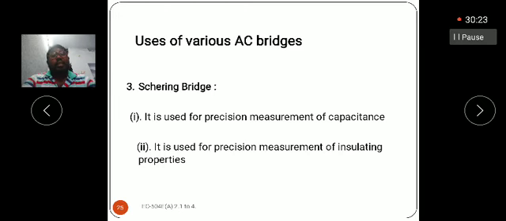The next one is the Schering bridge. It is important for measuring capacitance and also the insulating properties of capacitors. It is used for precision measurement of capacitance, and for precision measurement of the insulating properties of the capacitor. Based on these uses, we are using the Schering bridge.